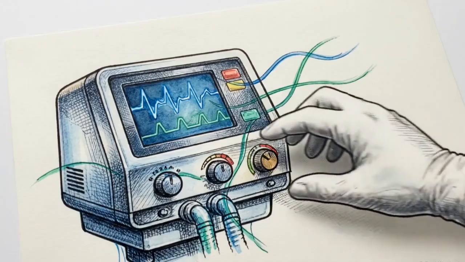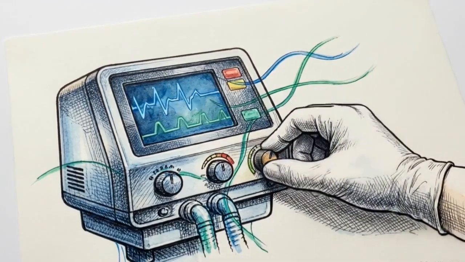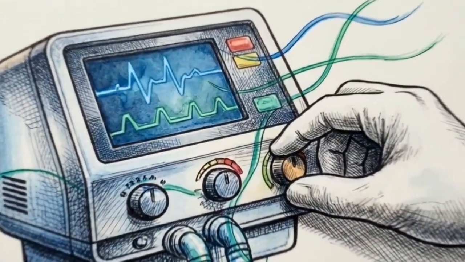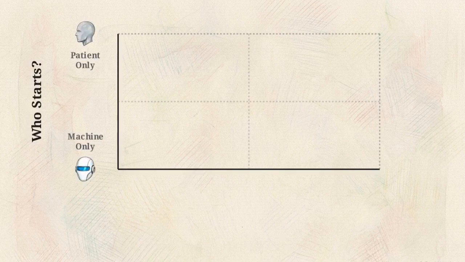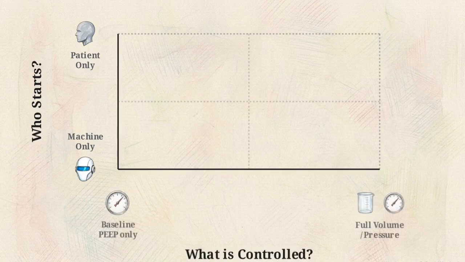Returning to our initial question allows us to map these modes entirely: who starts the breath, and what variable is controlled. We can plot these parameters onto a single matrix. The vertical axis measures who starts the breath, from machine to patient. The horizontal axis measures what is controlled, from baseline pressure up to full volume delivery. CV or MV sits squarely in the bottom right corner, entirely machine-started and fully machine-controlled.